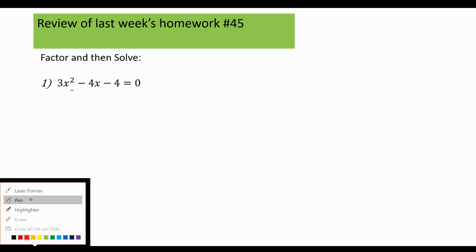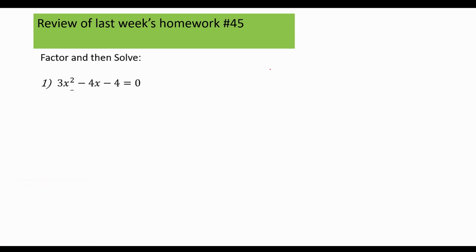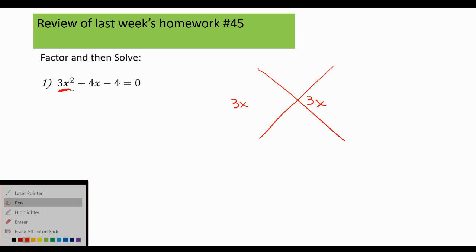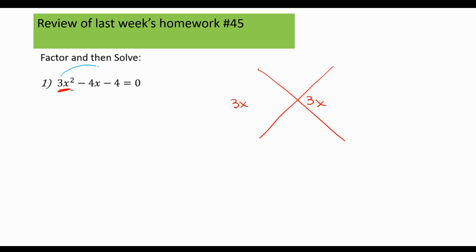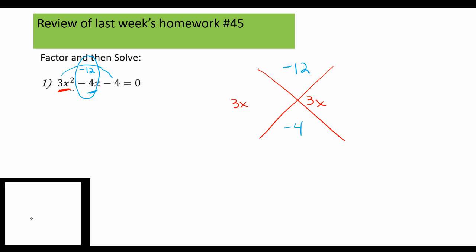So here we go. The first thing you need to do is to draw a magic X. And on the sides of your X, whatever this term is in the front, you write 3x, 3x, and then you get going with the magic X. So you multiply the front and the back. 3 times -4 is -12. And then the middle term, and sometimes if you write it right here, it reminds you what terms, -12 and -4, actually go on the magic X in the top and the bottom. I kind of like to write it up there.